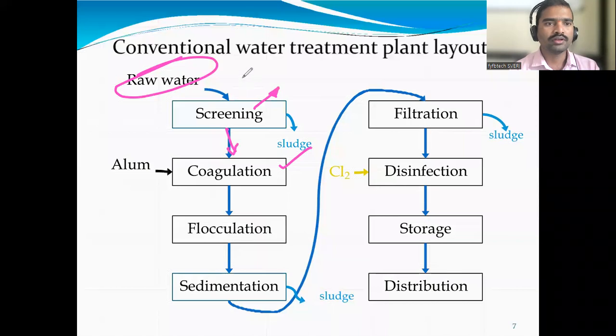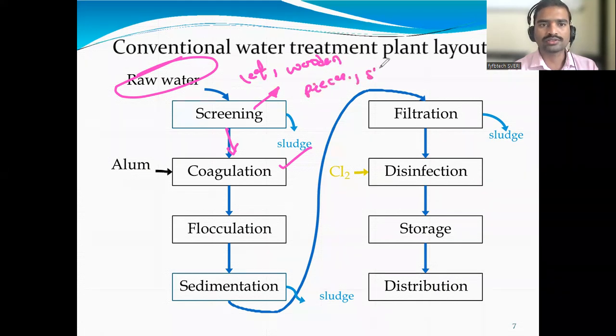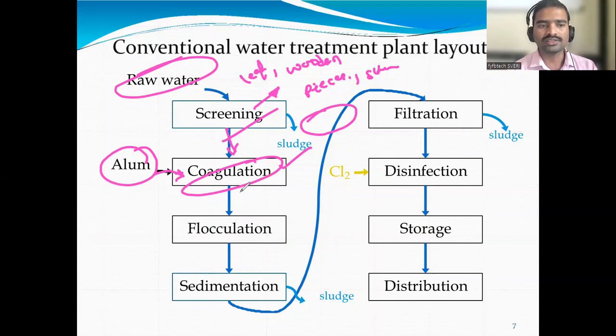Leaves. Yes, it may be leaves, wooden pieces, or stones. Any macroparticles will be removed. Next is coagulation. What will be done in coagulation? A coagulant is added. By adding the coagulant, the microparticles are removed.